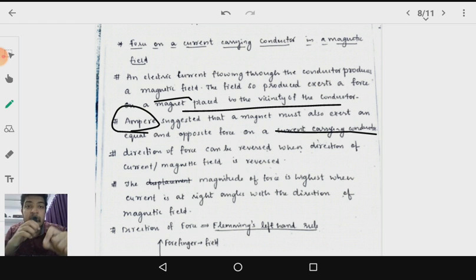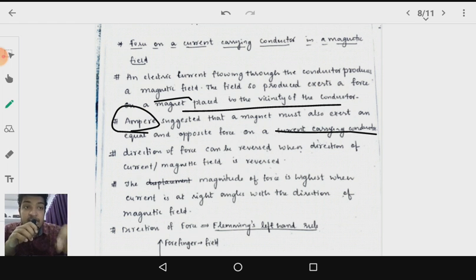What is the meaning? Ampere is just suggesting an implication of Newton's third law of motion. That means if this conductor is exerting some force due to the magnetic field around it, then the magnet is also exerting a force which is equal and opposite to the force exerted by the conductor. And another thing is, the direction of the force can be reversed if the direction of the current or the direction of the magnetic field is reversed. This is another observation that was made by Ampere.